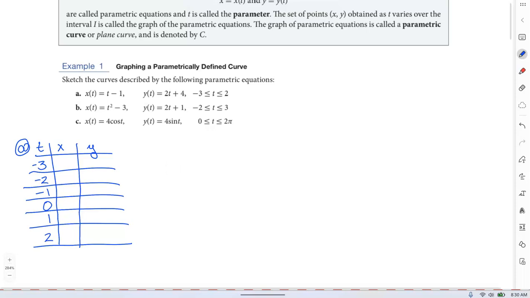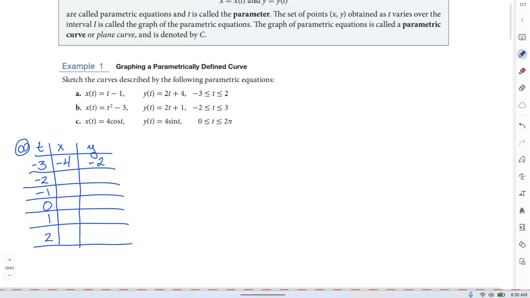And then we're just going to plug these values in, and that's going to give us an ordered pair out, and then we can graph that ordered pair on the Cartesian plane. So if I plug in -3, I'm going to have -3 minus 1, which is -4. And then if I plug -3 in for the t value in y, I'm going to have 2 times -3 plus 4, which is going to give me -2. So my ordered pair out would be -4, -2.